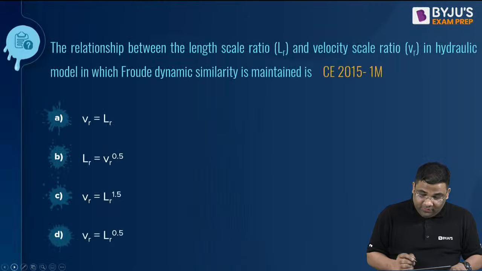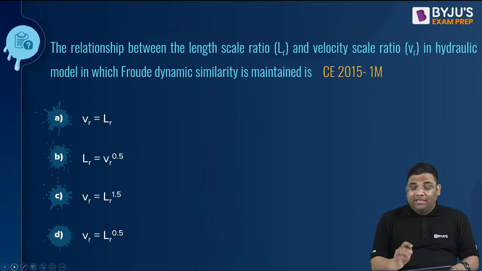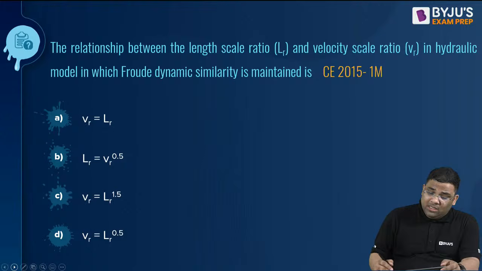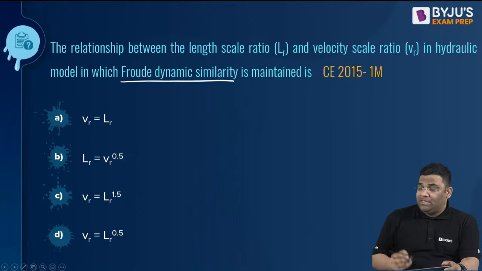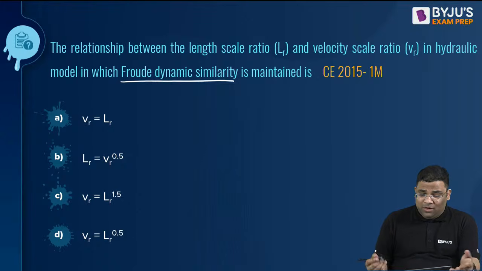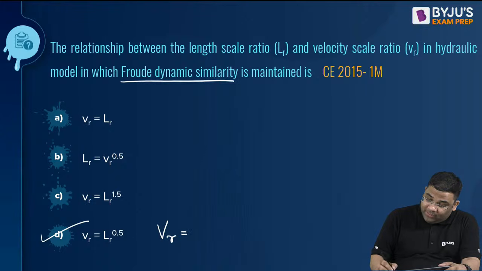So see this previous question. Very simple 1 mark question which was asked in GATE: if there is fluid dynamic similarity, which of the following relationships is valid? The answer is D. Yes, the answer is D. VR, velocity ratio, is LR to the power 0.5.